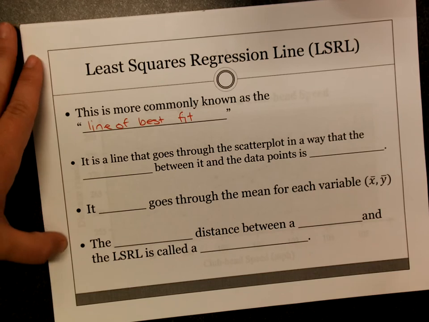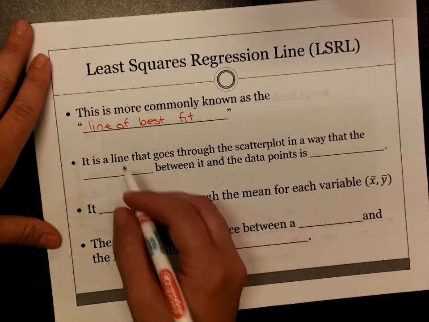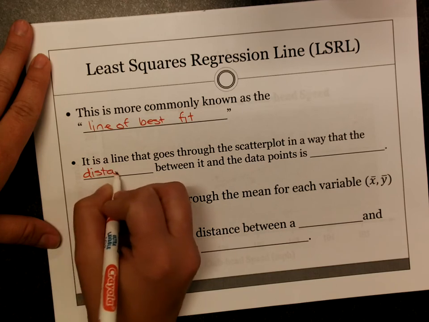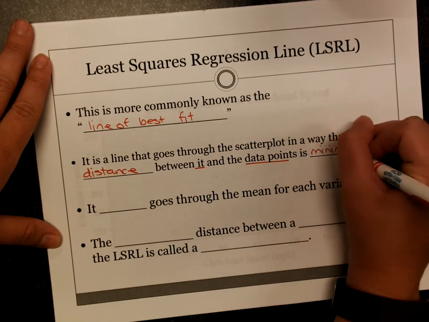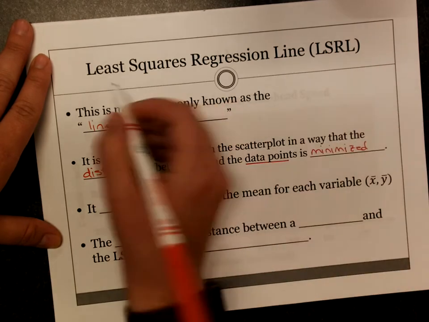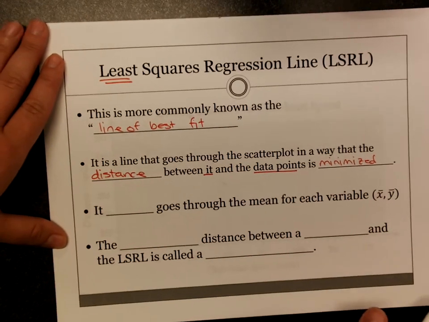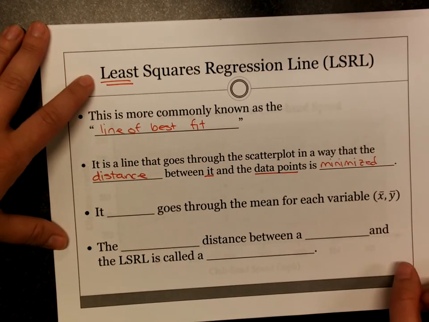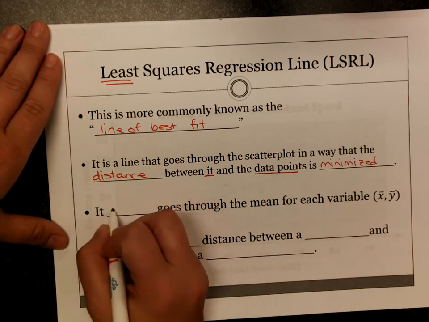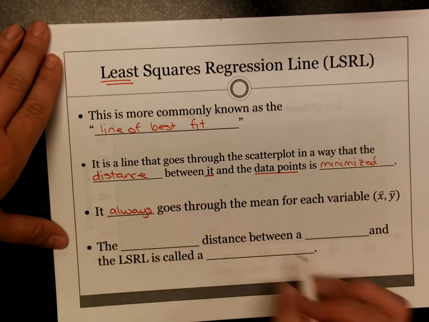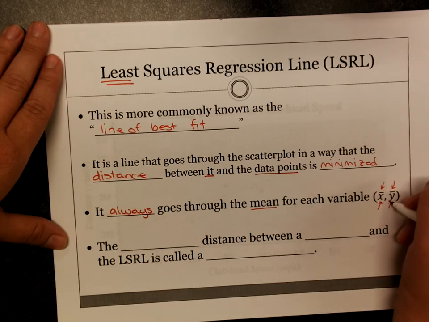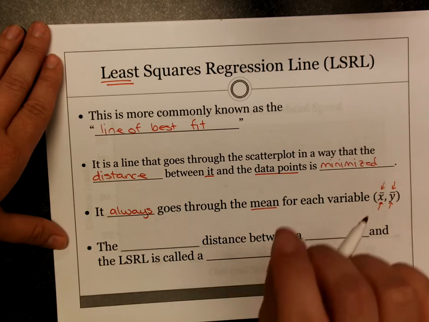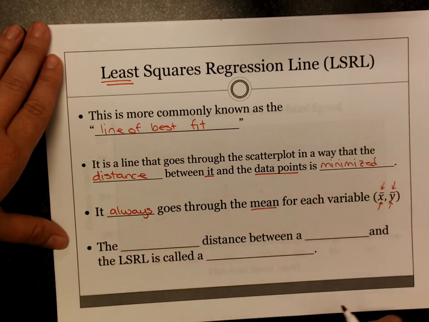So it is a line that goes through the scatter plot in a way that the distance between the line and the data points is minimized. So it's called least squares regression line because we're minimizing the distance. So we find the least, or the smallest. It always goes through the mean or the average for each variable. So it always goes to the point x bar, y bar, which remember that's the average for the x values and the average for the y values, which is always smack dab in the middle of your scatter plot. So the line always goes through that point.